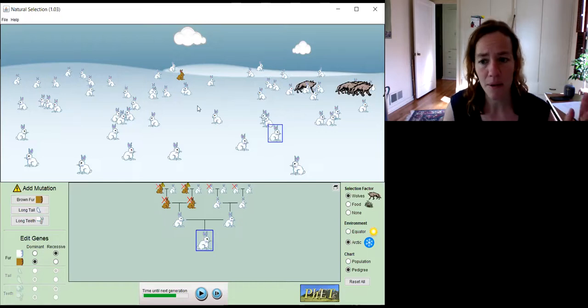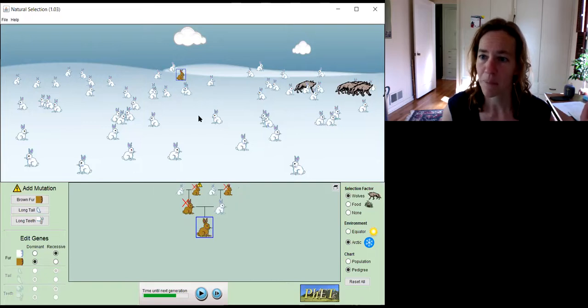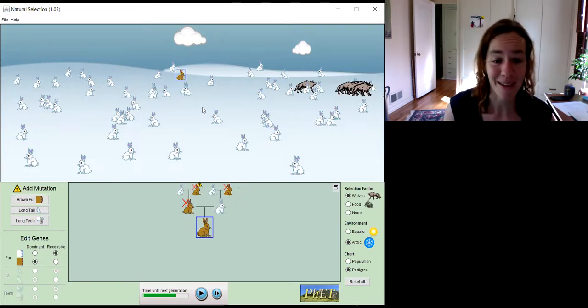One thing to notice, though, is that when a bunny is born with white fur, these are not bunnies that change fur color. These are bunnies that are either born with white fur or born with brown fur. It would be nice if this brown bunny over here could be like, man, it's snowy. I wish I could blend in with the snow, but I was born with brown fur.